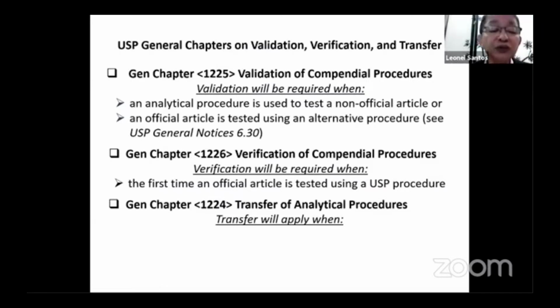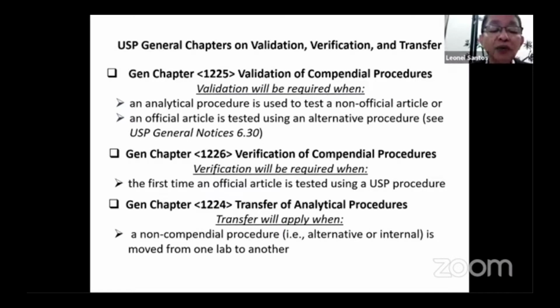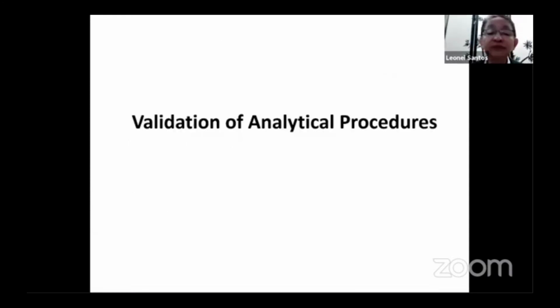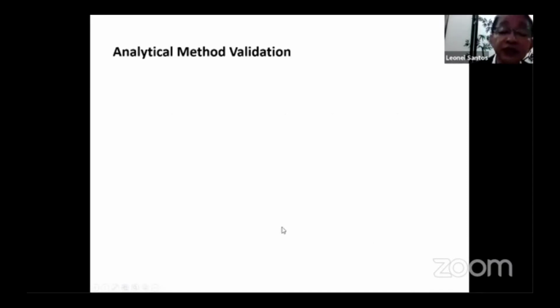And when do you use this? You'd use this when you are moving a non-compendial procedure, alternative or internal, from one laboratory to another. So let's start with the validation of analytical procedure.